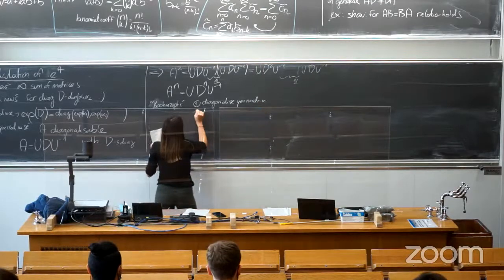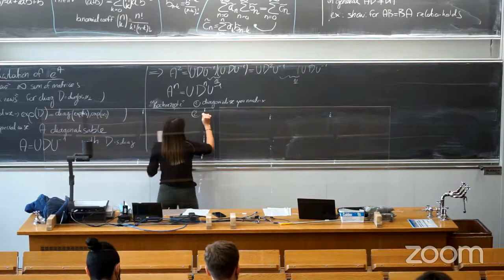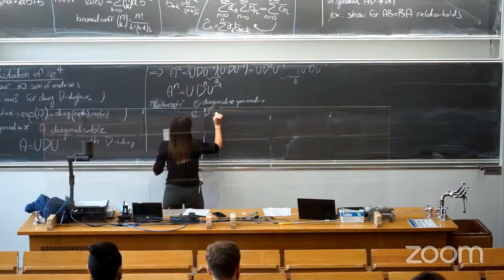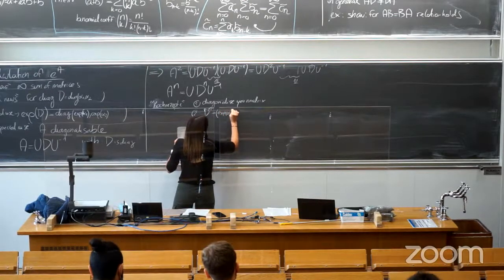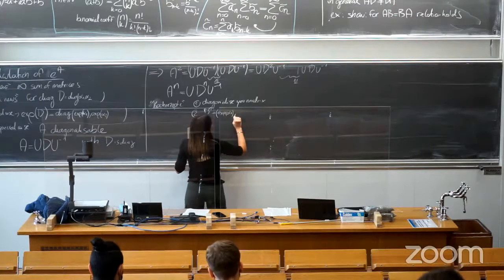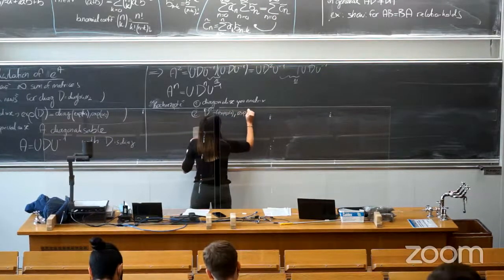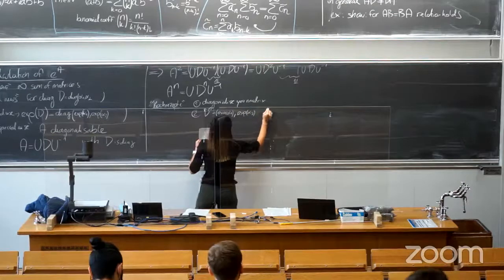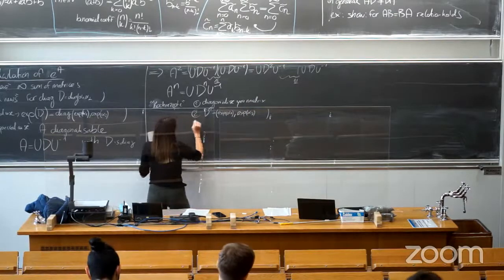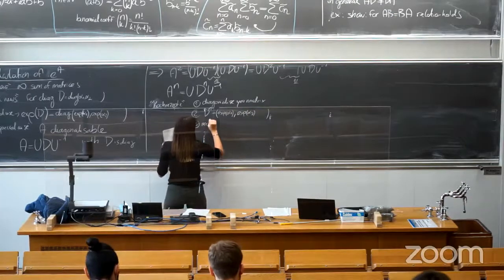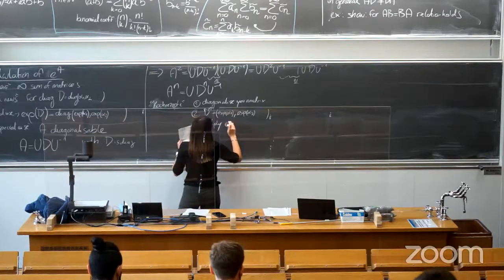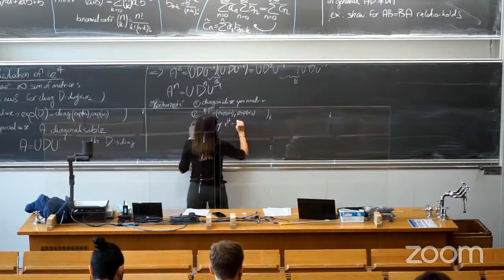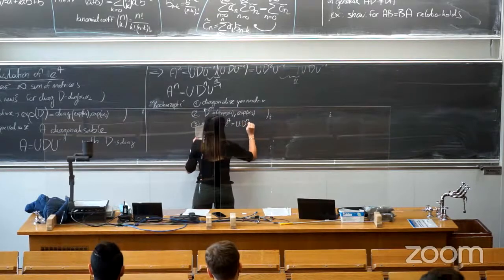Two, exponentiate, so D to the n is equal, so use this property. And three, multiply: e to the A is equal to U times D to the n times U minus 1.